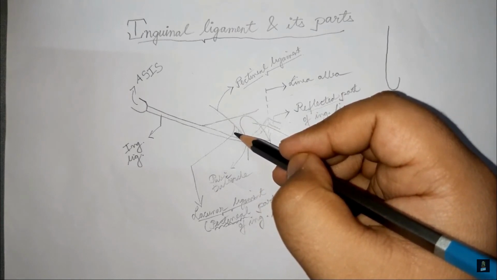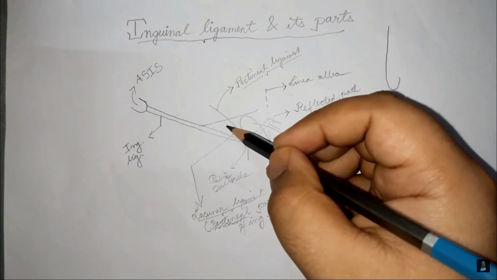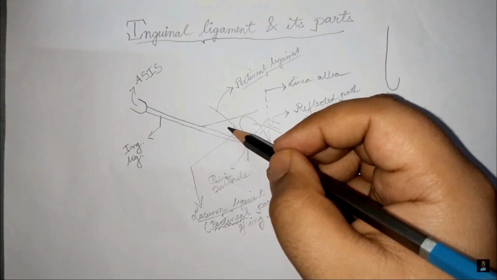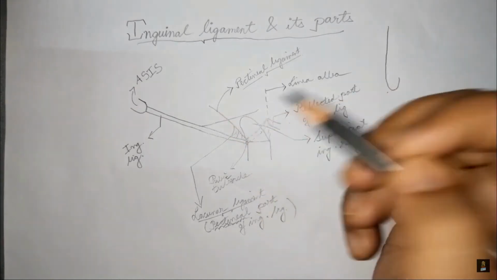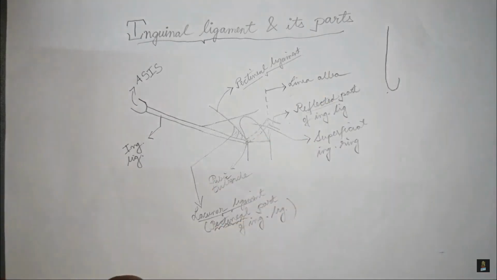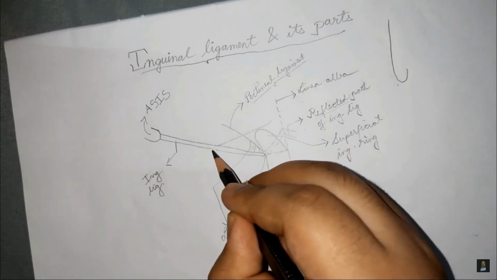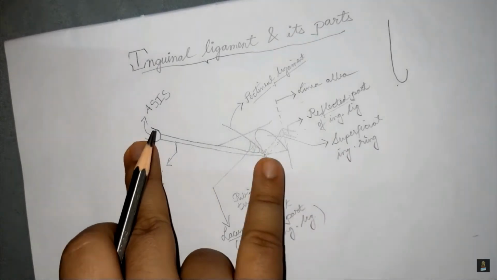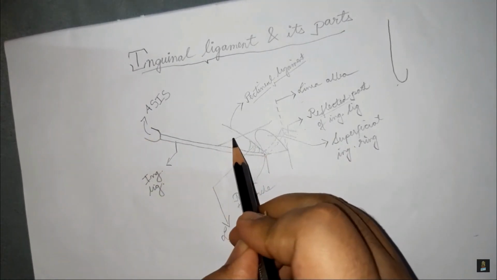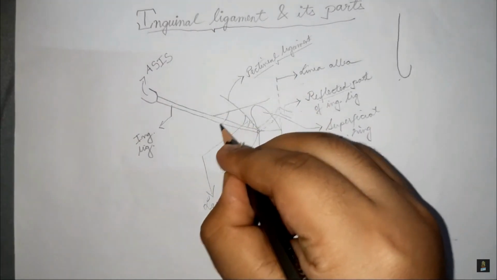And it is actually an extension, as I mentioned, from the posterior part of the base of the lacunar ligament, and obviously it is attached to the pecten pubis, right? The last extension that remains is given off from the inguinal ligament's somewhat middle part. This is what we call the intercrural fibers.